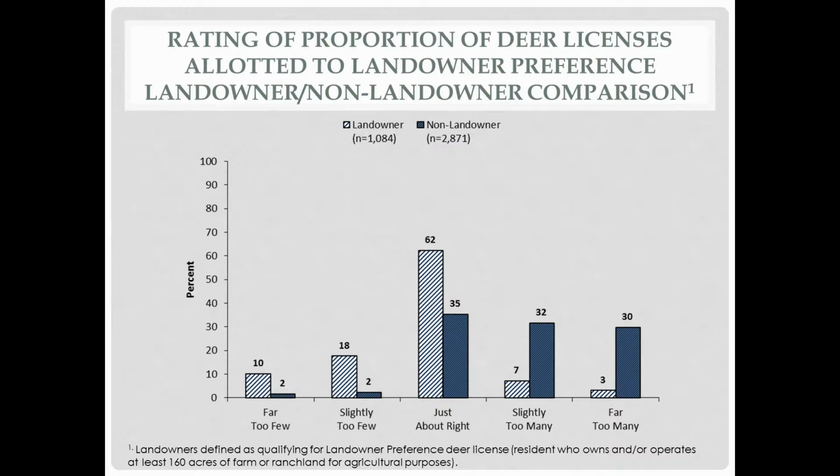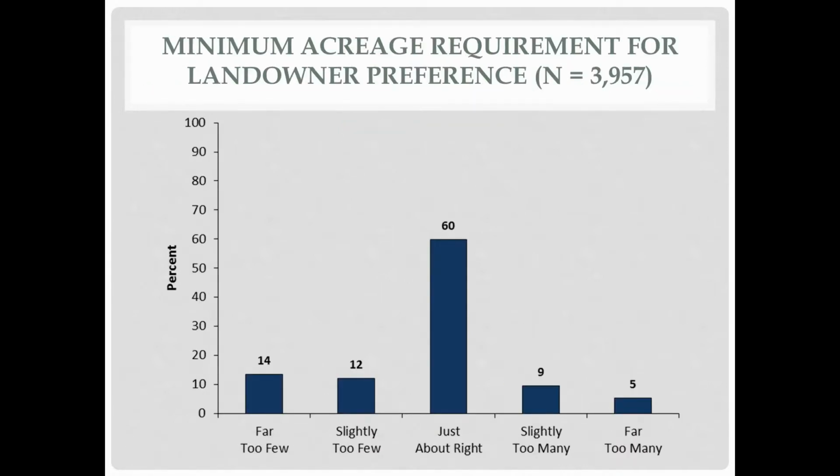We also asked about the minimum acreage requirements. So that 160 acres, was that too few, just about right, or too many? 60% of deer hunters indicated it was just about right. You've got 26% on the too few side of things, and another 14% on the slightly too many or far too many. Broke that out by landowner and non-landowner as well. There's less variation here. Pretty much the majority of both groups land in that just about right category.